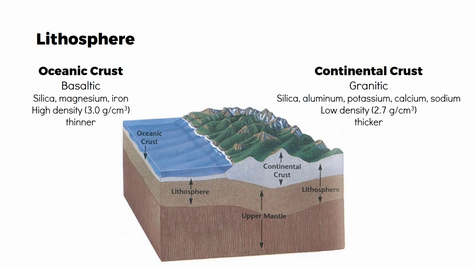As mentioned, the lithosphere includes the crust and the top part of the upper mantle. The crust varies depending on whether it's under land masses or under the ocean. Continental crust is thicker and lower density than oceanic crust. The crust in the Pacific can be as thin as 6 kilometers, and the continental crust can be as thick as 60 kilometers.